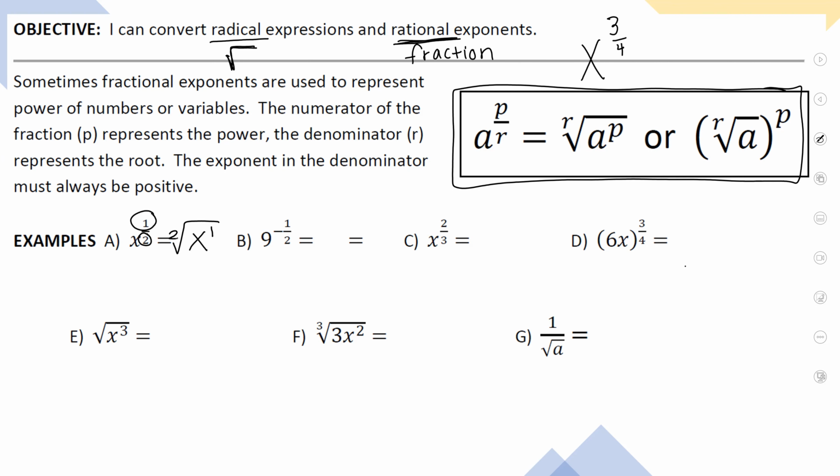Let's do C. You're going to have the square root of X. The numerator is the power. It goes on the inside. The denominator is the root. It goes on the outside. So that is how you would write it.